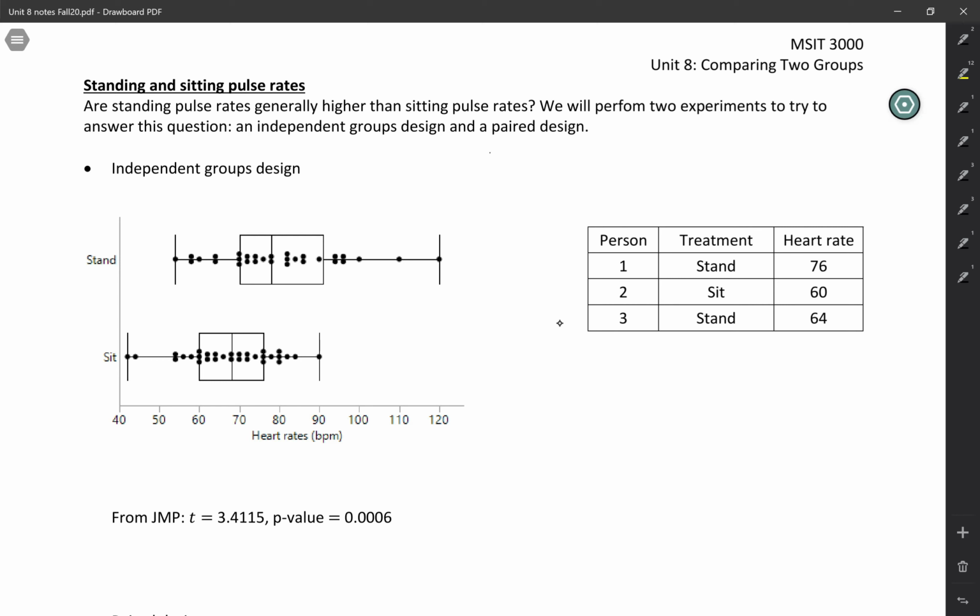So I know that you're super disappointed that we're not in person where I could have you actually participate in this experiment. People love it when I make them stand up and sit down. But we're just going to use the data from last year.